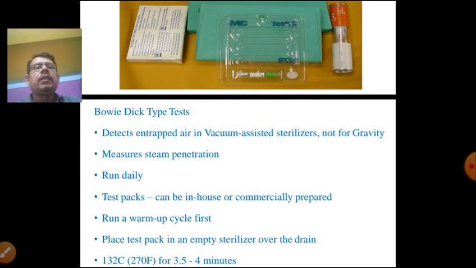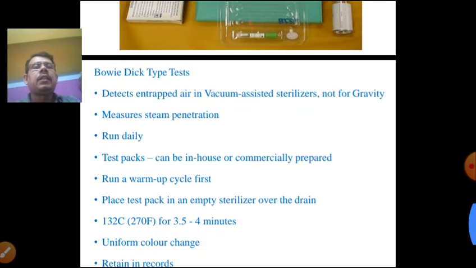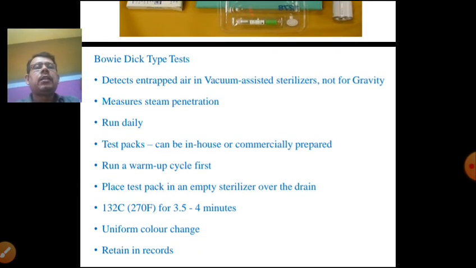Generally, this is the test pack, and after the test is done, generally the Bowie-Dick type of test is used to determine whether it is sterile or not, and to detect the entrapped air in the vacuum assisted sterilizers, as opposed to the gravity ones, and to measure the steam penetration, how much amount of steam is penetrated into the wall or any sterile material. Run daily, and the test pack can be homemade or commercially prepared.